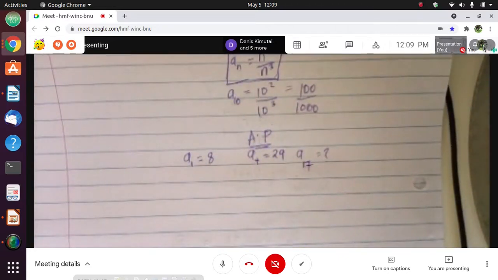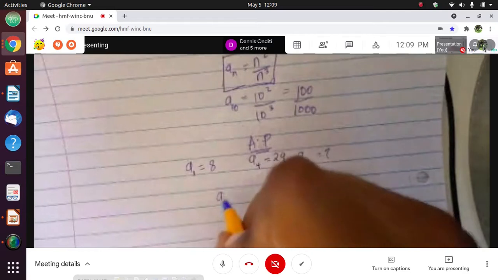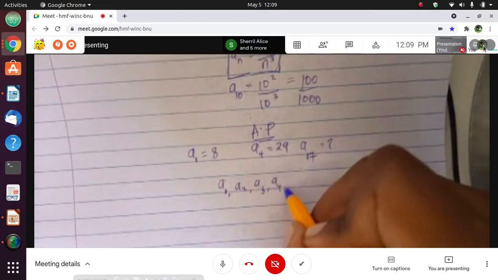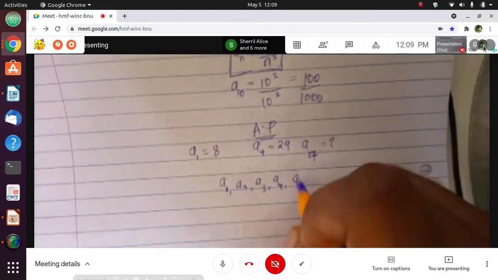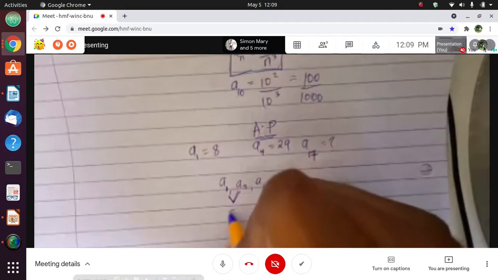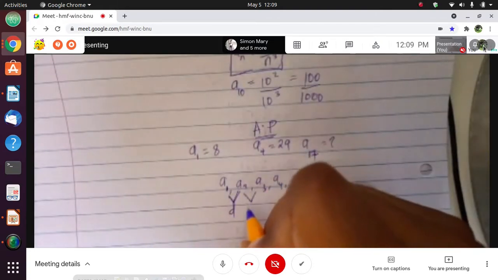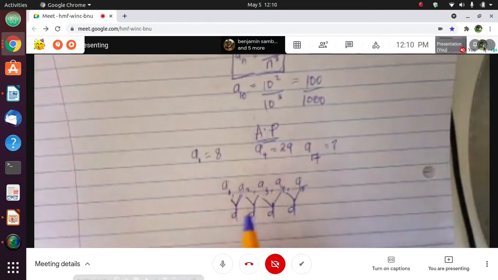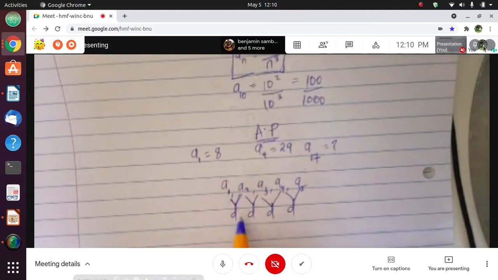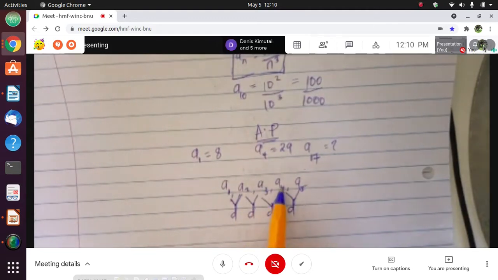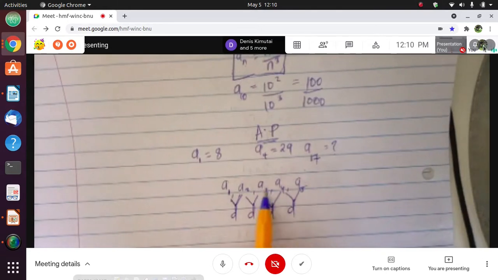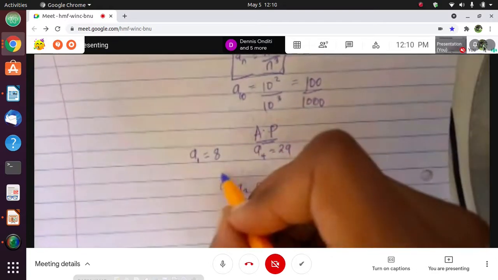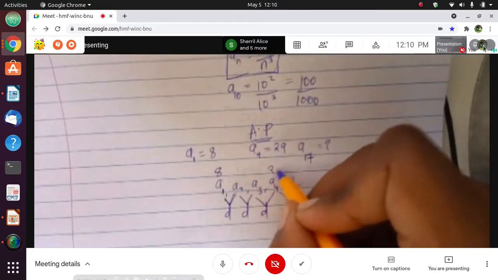Now, remember, we've been saying that when you're given a sequence that is arithmetic, A1, A2, A3, A4, A5, and so on, the difference between successive terms should be equal. The common difference between successive terms should be equal if it is an arithmetic sequence. So A2 minus A1 should be equal to A3 minus A2, which should be equal to A4 minus A3. Now, in our example over here, we have A1 as 8 and we have A4 as 29.